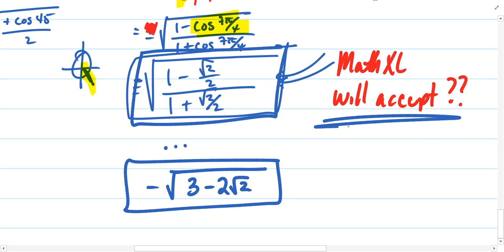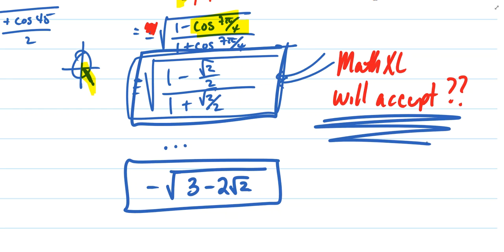So I would suggest trying this solution in Math Excel. If it doesn't accept it, then read the help me solve this or show me an example offerings, and pay close attention to see what algebra they use to simplify from there.